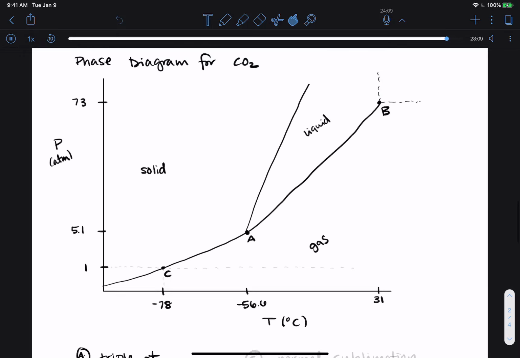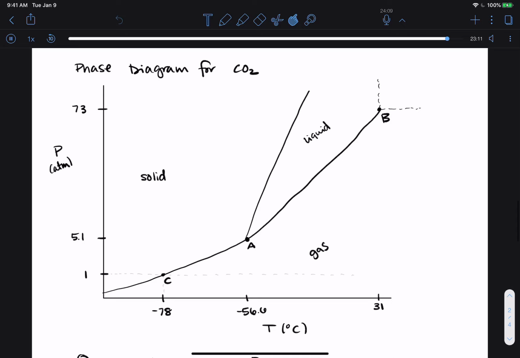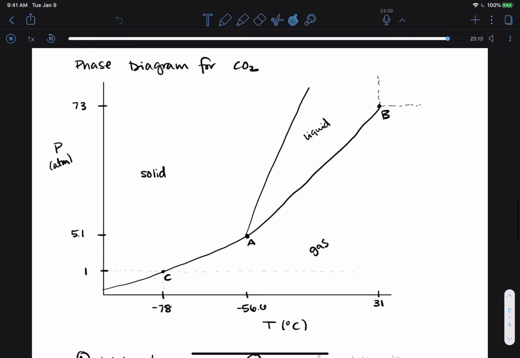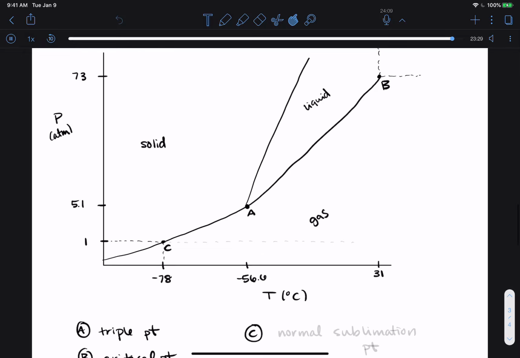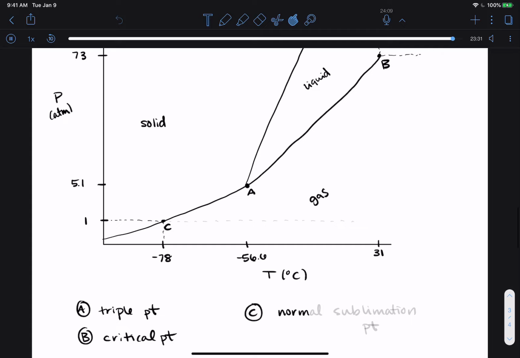And then point C, this is different from what we've seen before. But if we look, it's at 1 atmosphere. It just happens to be on the solid vapor line. So that equilibrium between solid and vapor is sublimation. So at 1 atmosphere, it's the normal sublimation point.